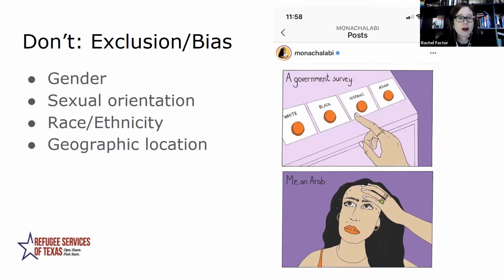Geographic location can even show some of your bias and can be exclusionary. So if you're working with indigenous populations, for example, you don't have to feel obligated to use state and national geographic lines. You may want to look at that population and see how they define their regions and their spaces.